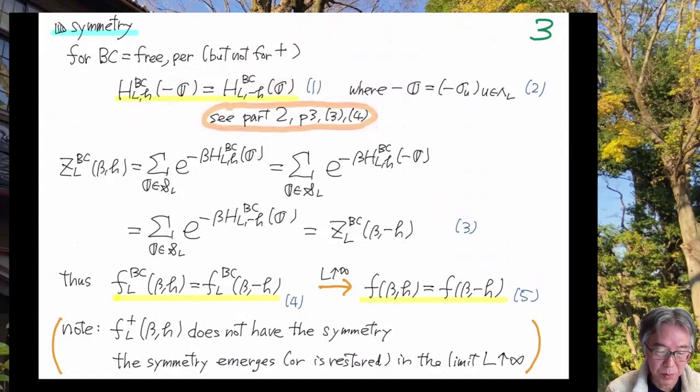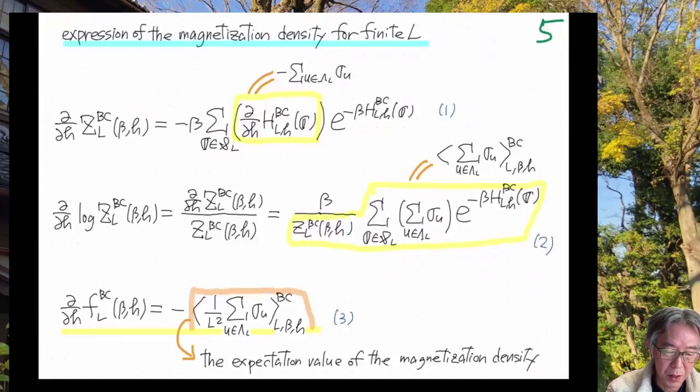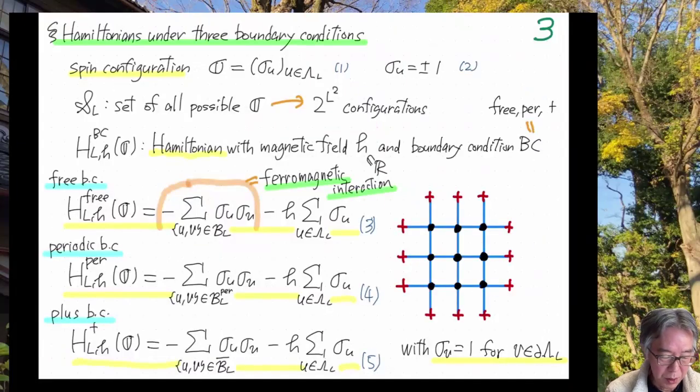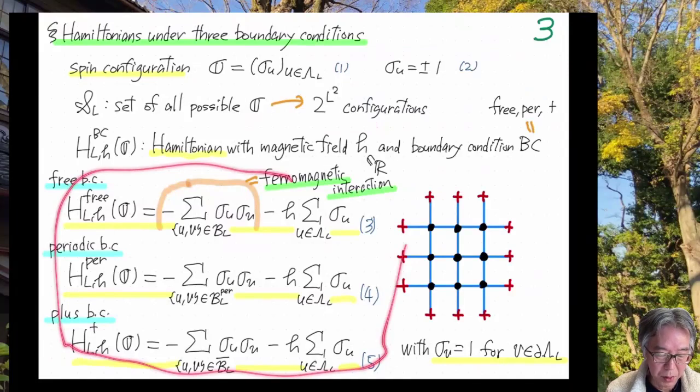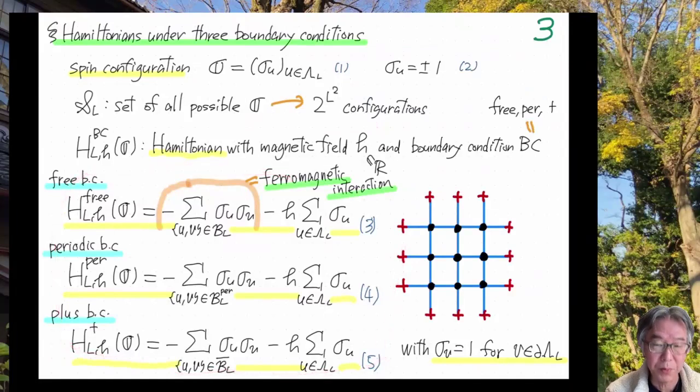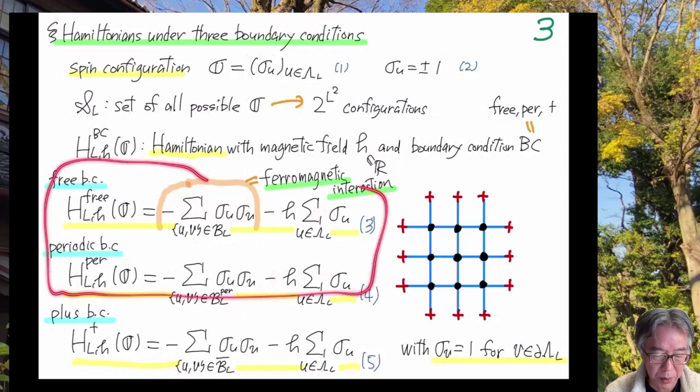So let's go back to part 2, page 3. These are the definitions of the Hamiltonian. If you simply flip spin, then you get minus sign, minus, minus. But if you have both minus, then it cancels. So this part doesn't change. And here, if you put minus, then this sign changes. That's the trick. But this works only for free and periodic boundary conditions.